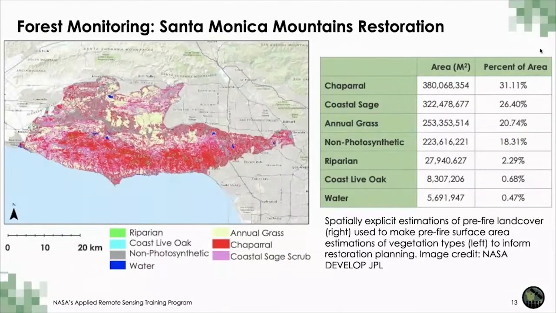So here is the final classification map from this project shown here on the left. On the right, you can also see the surface area of each land class. Chaparral was the largest class, followed by coastal sage scrub. You can see the extent of these species in the figure, and then the total area and percent of total class covered in the table on the right.